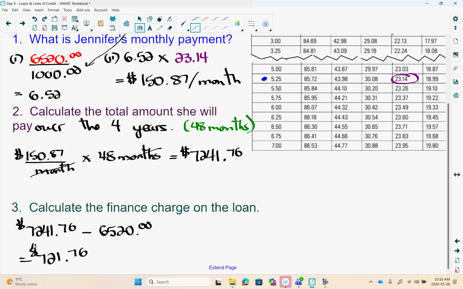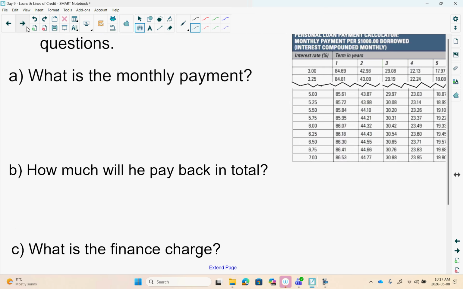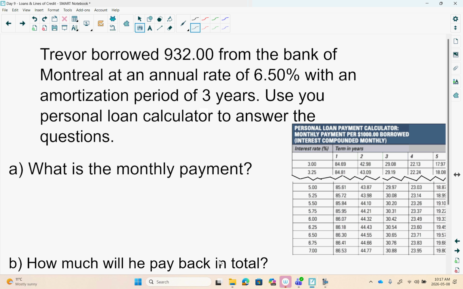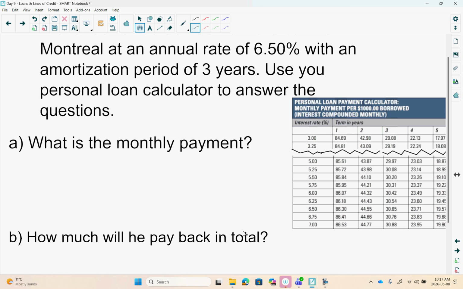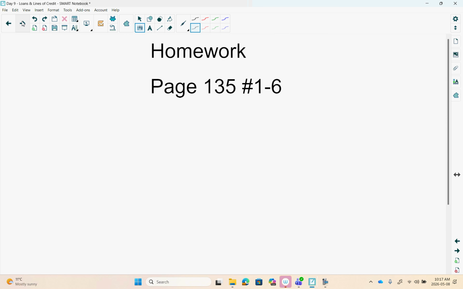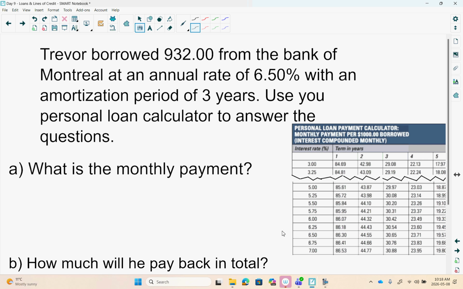Everyone okay with that? Could you try this question on your own? Trevor's borrowing $932. He's borrowing at an interest rate of 6.5%, and he's borrowing it for 3 years. You're just going to do those same 3 steps. I'll pause the video, let you try it. And then you can do these questions from the worksheet. But try this now.